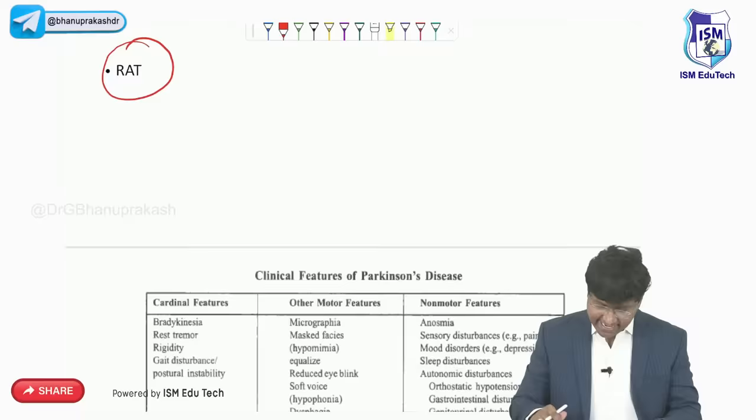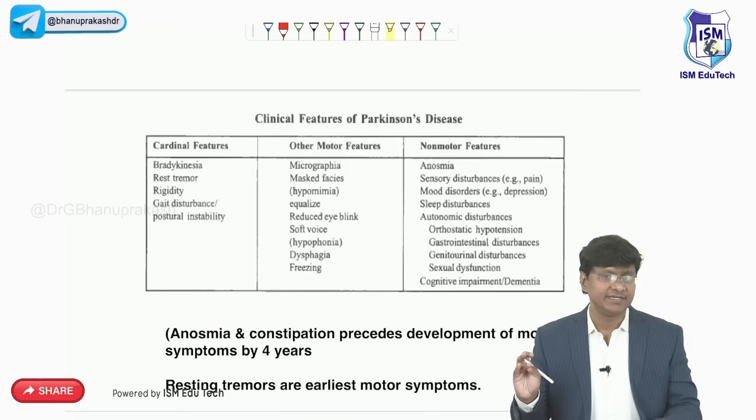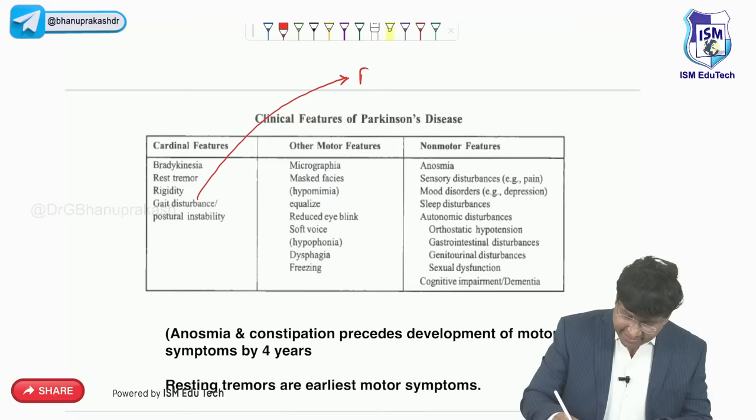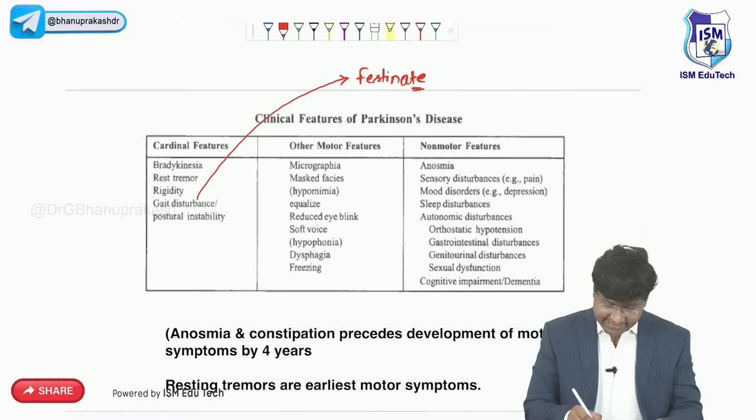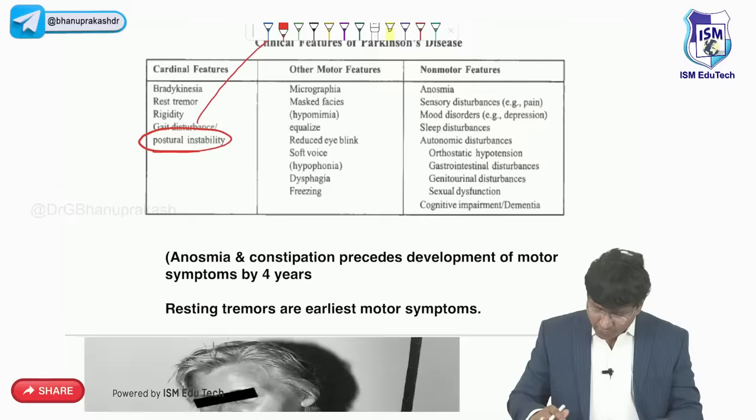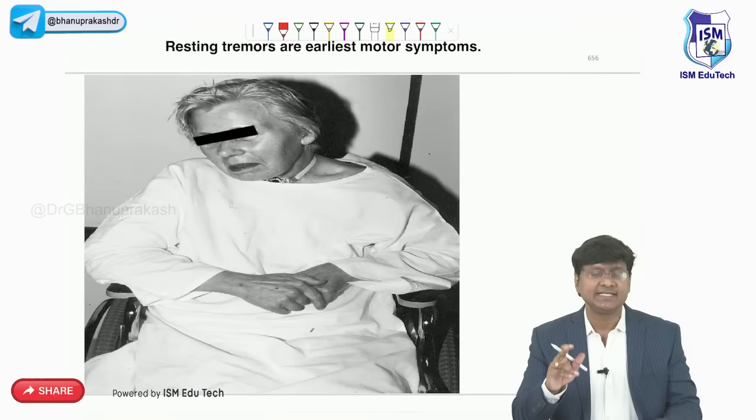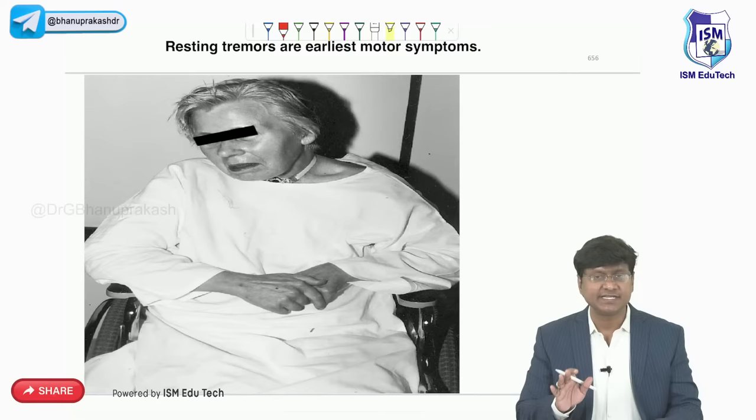Okay. And so this table is very, very important. So bradykinesia, resting tremors, rigidity, and the characteristic gait. What is that gait? With stooped posture, that is the festinate gait these individuals with Parkinsonism will have. And they will have postural instability. And because of postural instability, at one point of time, they are completely wheelchair bound. Once they are completely wheelchair bound, that is considered a red flag sign in Parkinsonism. That means it is a severe form of Parkinsonism.